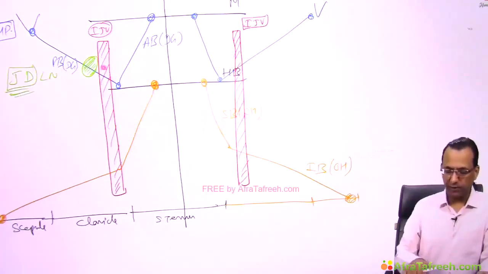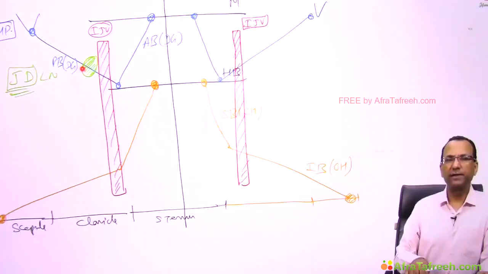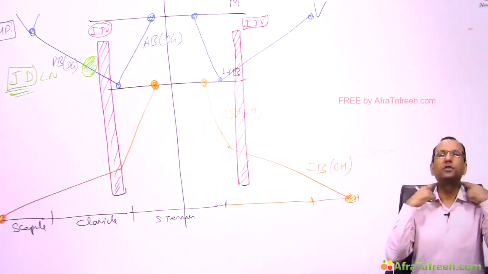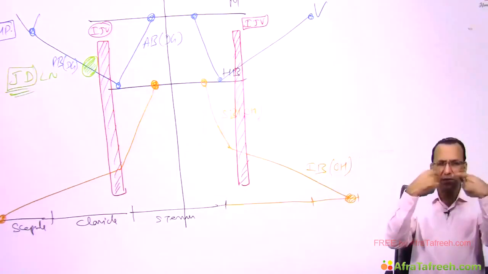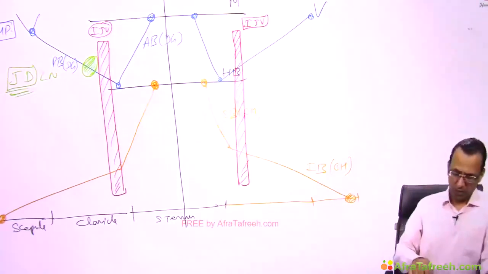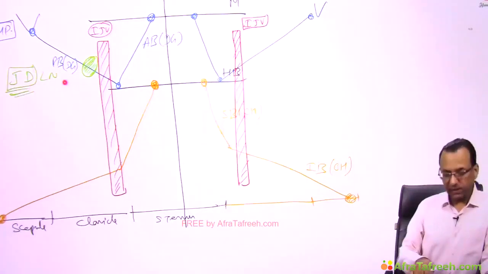So jugulo-digastric lymph node. What does it drain? Upper deep cervical, it will drain a lot of things, but one is the tonsils, palatine tonsil. Whenever there is a tonsillitis, the lymph node is enlarged. Whenever there is a palatine tonsillitis, this lymph node is enlarged near the angle of the mandible. So, lymph node of tonsil, jugulo-digastric lymph node.